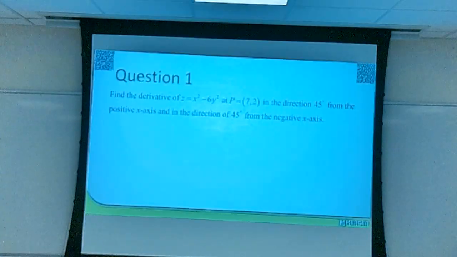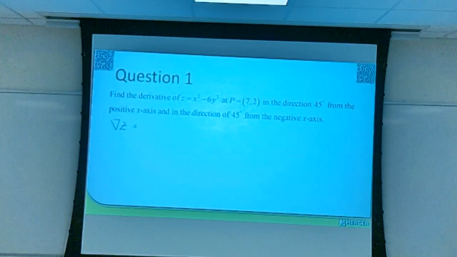All right. Derivative of x squared minus 6y squared at 7, 2 in the direction 45 degrees from the positive x-axis, and also in the direction 45 degrees from the negative x-axis. I'm going to start with. Wait, does that mean a positive y or negative y? If it's just from the positive x-axis, does that mean up or down? I'll do that after I calculate the gradient. I'm going to draw it out.